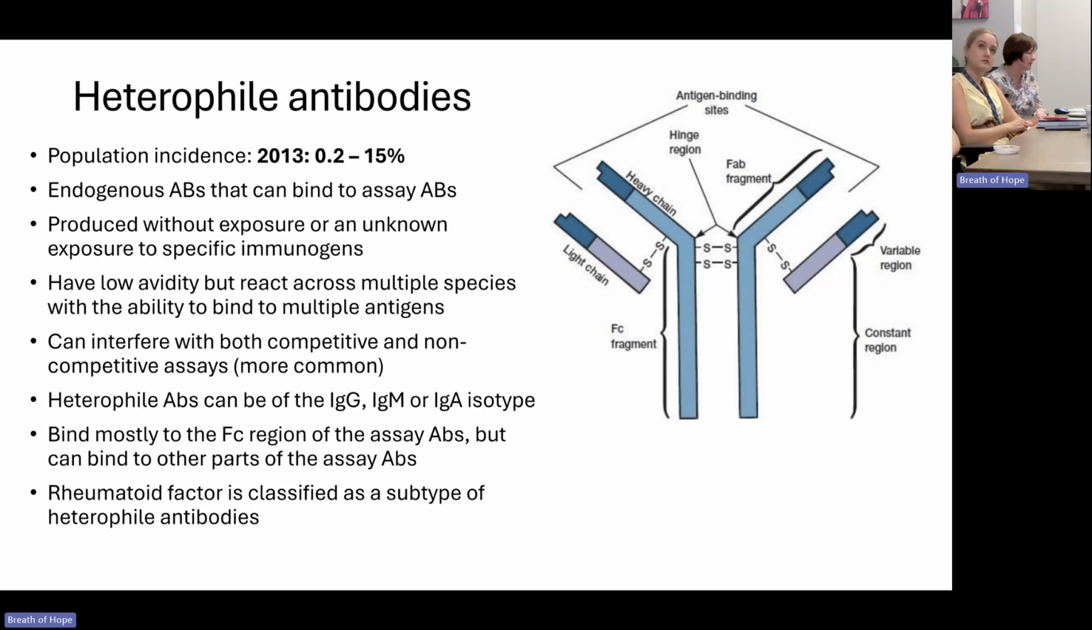The non-competitive or the sandwich assay is more common. The heterophile antibodies can be of the IgG, IgM, or IgA isotype. And most of the time they would bind to the Fc region of the assay antibodies, but they can bind to other parts of the assay antibodies as well. So rheumatoid factor is classified as a subtype, as we have already noted.